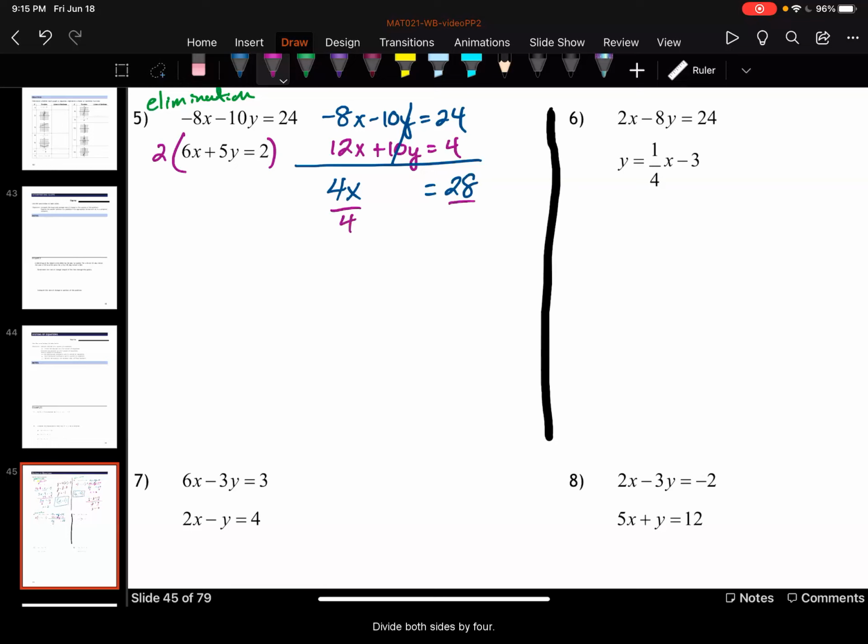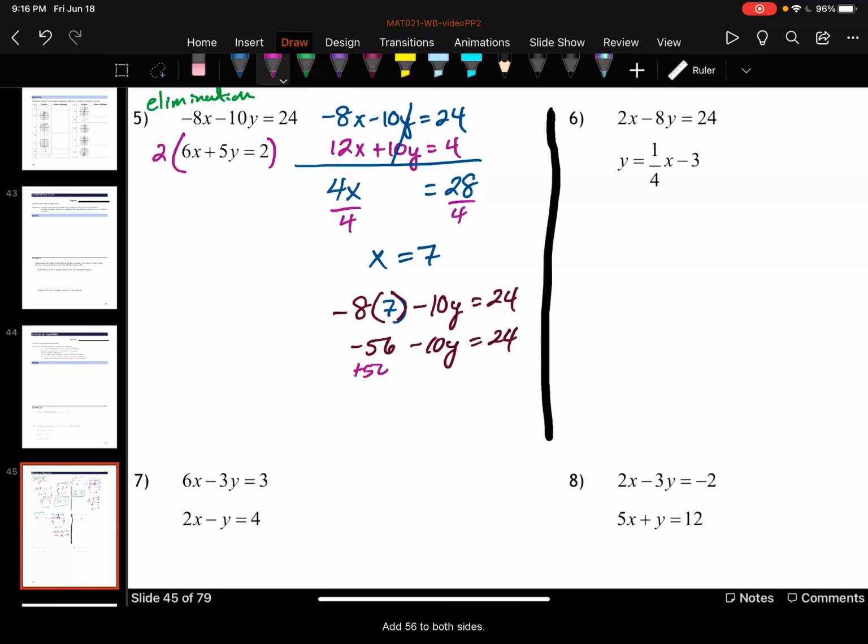Divide both sides by 4. X will equal 7. We're going to plug that back into one of our equations to find our y value. I'm going to plug it into the first equation this time. So we would have negative 8, and instead of x, I'm going to put 7. So negative 8 times 7 minus 10y equals 24. Negative 8 times 7 is negative 56 minus 10y equals 24.